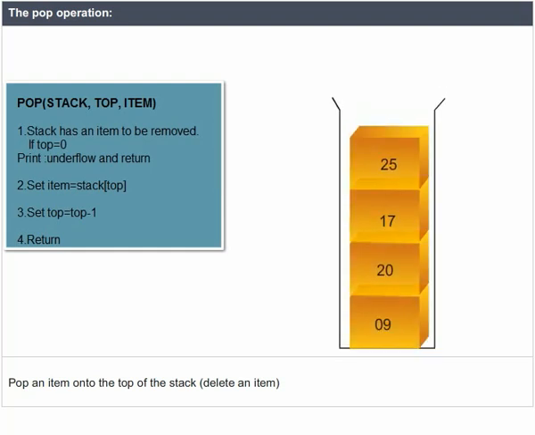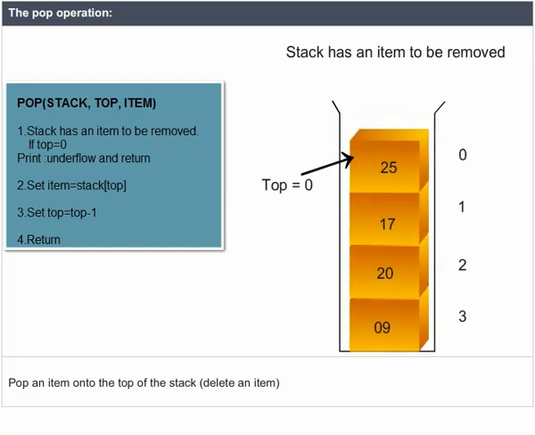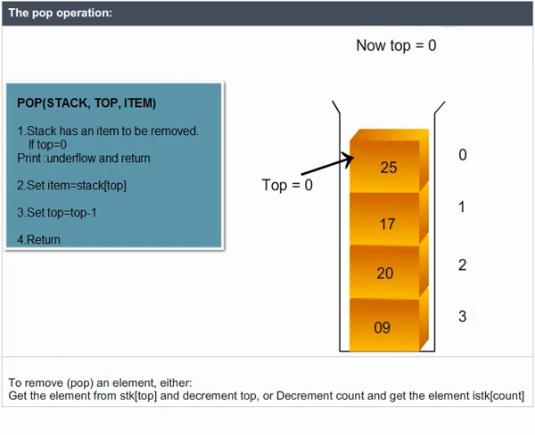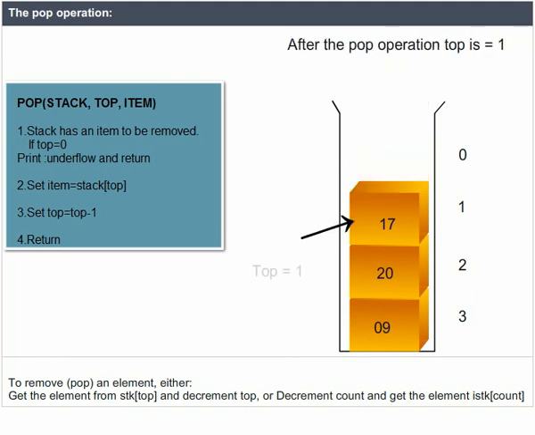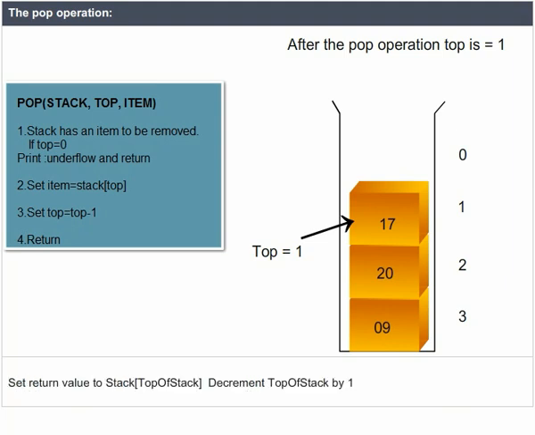Pop an item from the top of the stack. Delete an item. To remove, pop an element. Either get the element from STK of top and decrement top, or decrement count and get the element in STK of count. Set return value to stack of top of stack, then decrement top of stack by 1.